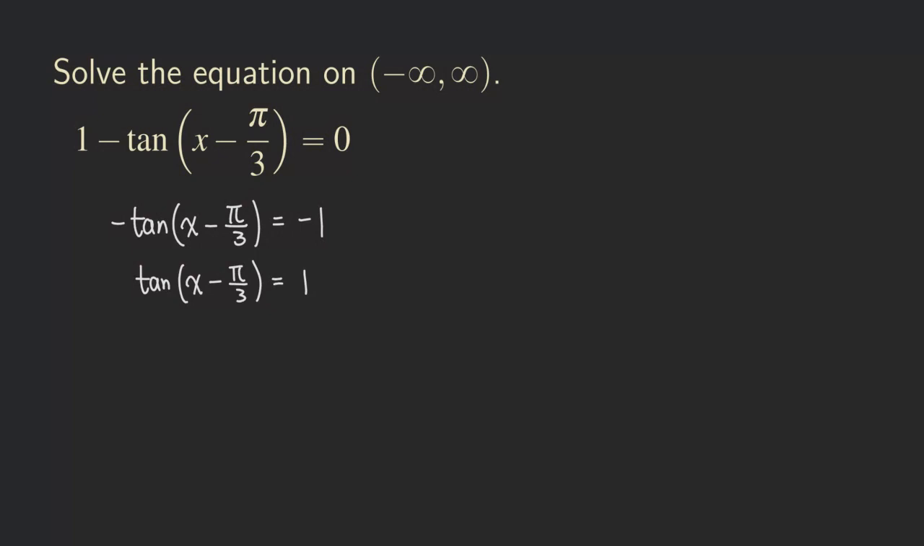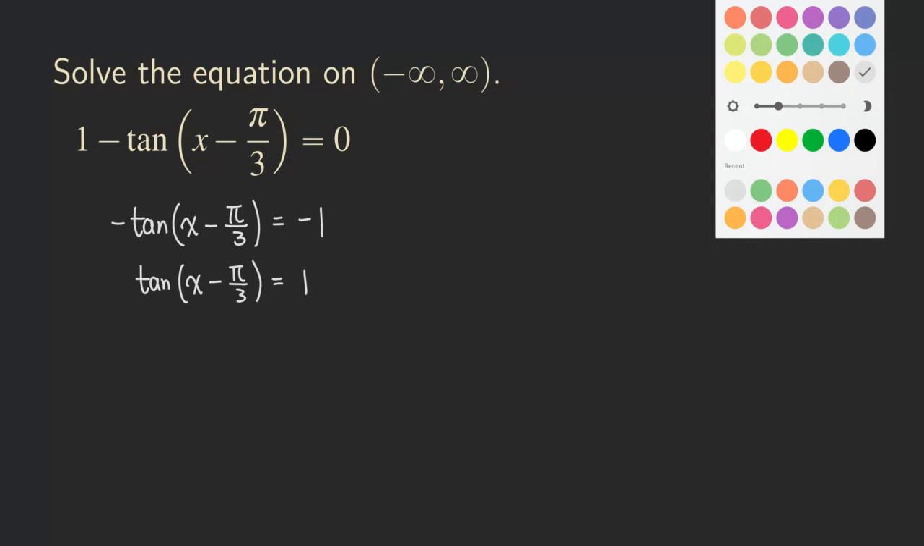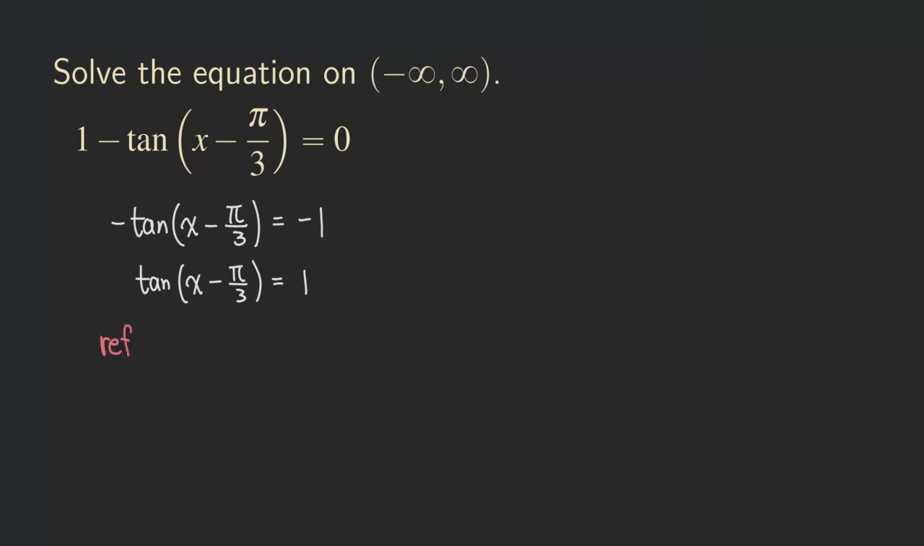Okay, so now this equation tells you that tangent of some angle is equal to 1. And so we just need to figure out the reference angle here, and then we also figure out the quadrants that the angle belongs to, and then we can come up with a general formula. Okay, so first we are going to write down the reference angle. The reference angle is going to be what?